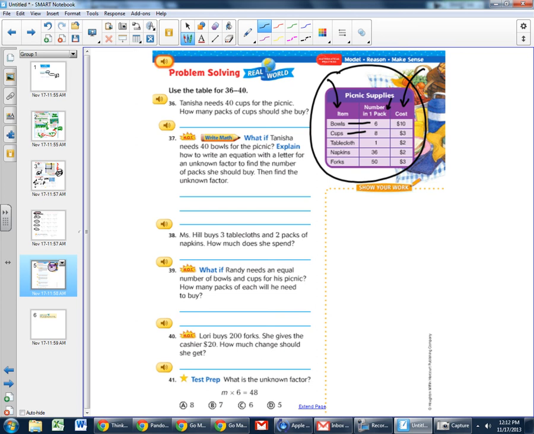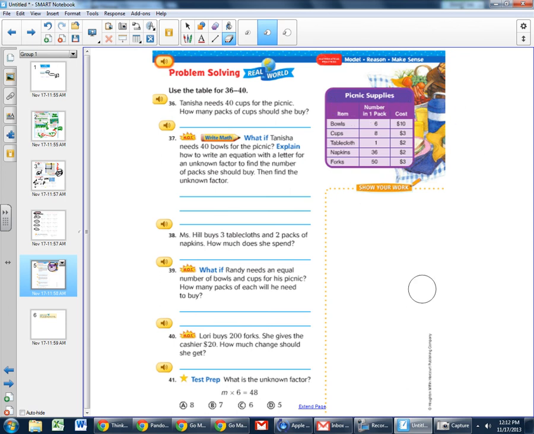Using that information, we are going to solve equations for problems 36 through 40. Tanisha needs 40 cups for the picnic. How many packs of cups should she buy? Look at this fabulous title on top of this white space. It says should, and that is exactly what we are going to do. Tanisha needs 40 cups. So we need to find how many packs will she need to buy.